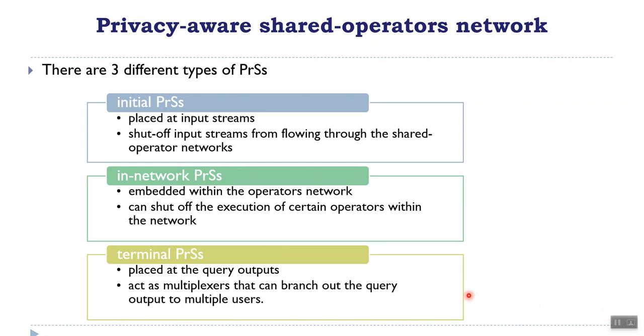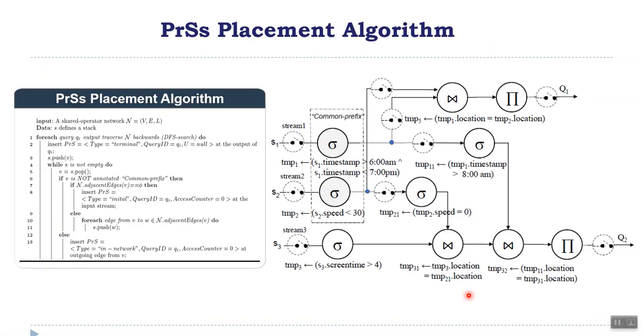So our placement algorithm defines how all three kinds of privacy switches are inserted in a shared operator network. And the algorithm is very generic, but here to the right we're looking at, again, the same motivating example that we've looked at earlier.